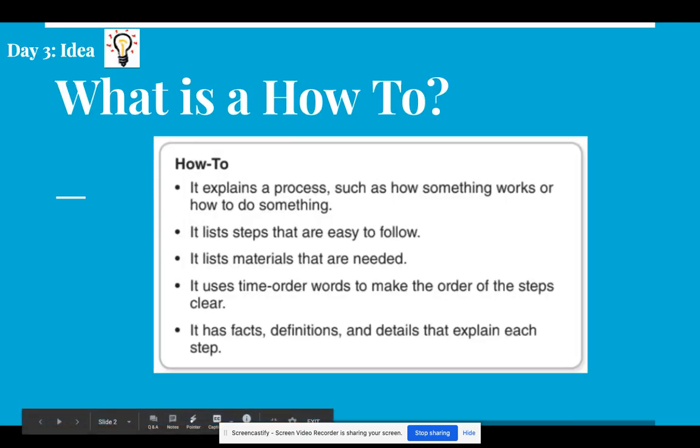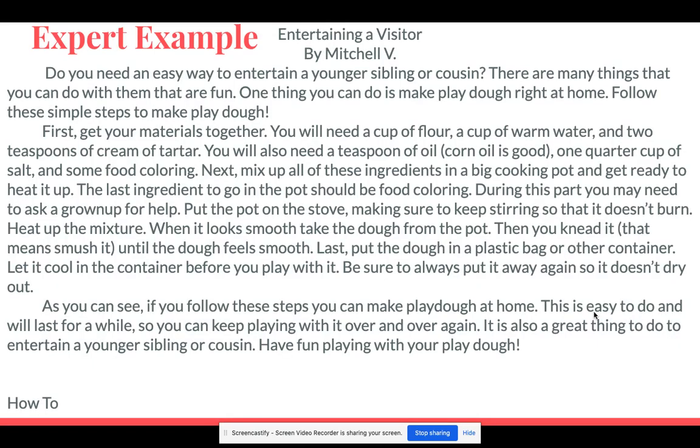So we remember that a how-to essay explains a process, such as how to do something or how something works. It will list steps that are easy to follow. It will list any materials that are needed. It uses time order words like first, then, and next. And it's going to include some facts, definitions, and extra details that really help to explain each step in the process. We've already looked at an expert model where we saw a 3-paragraph essay all about how to make Play-Doh at home. And of course, remember, we have an introduction, the body, and conclusion.